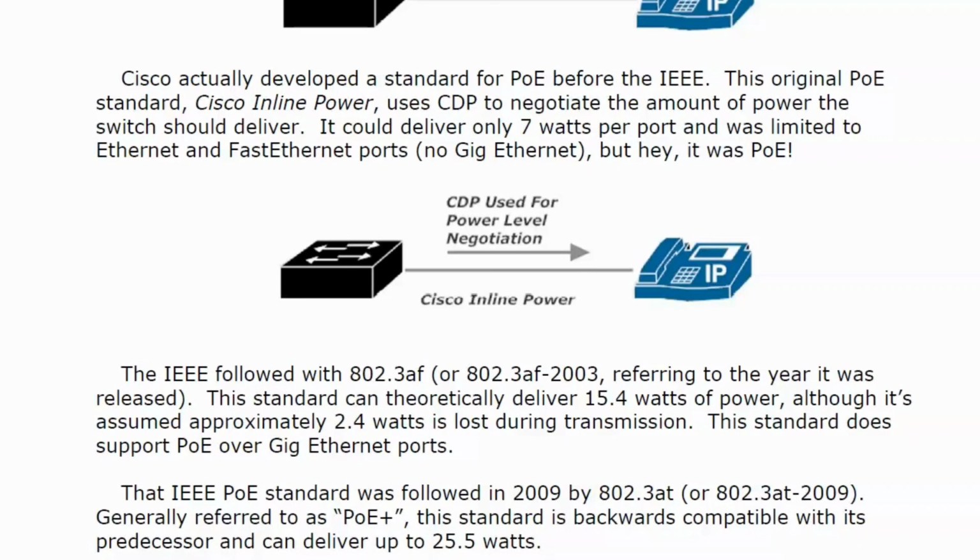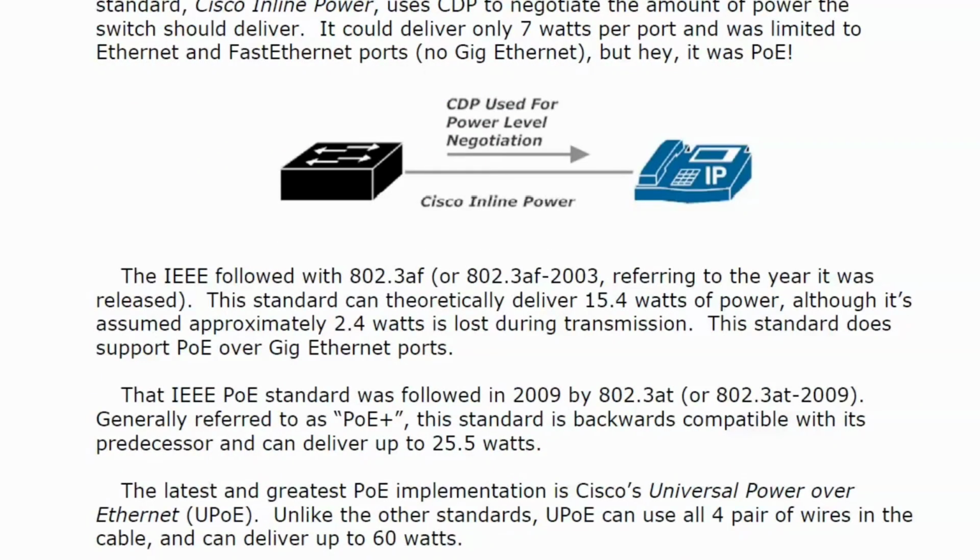That IEEE PoE standard was followed by another one in 2009, 802.3AT, which again can have a -2009 on the end of it, but it's generally referred to as PoE+. Now, this standard is backwards compatible with 802.3AF, and it can deliver up to 25.5 watts. So we're getting a little more power as we march on. Now, the latest, and many would say the greatest PoE implementation, is Cisco's Universal Power over Ethernet, UPoE. And unlike the other standards, which can only use 2 sets of wires, UPoE can use all 4 pair of wires in the cable and can deliver up to 60 watts. So what's not to love, right?